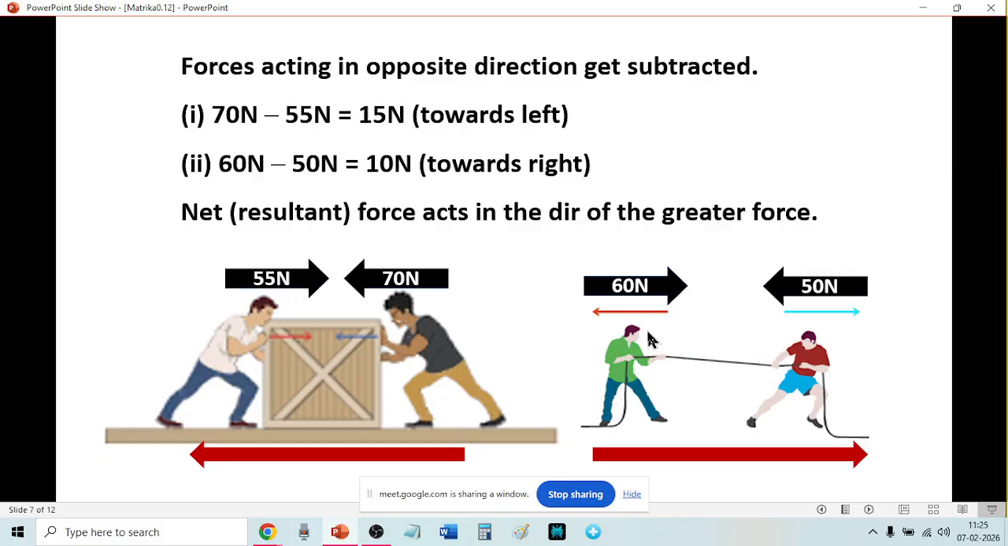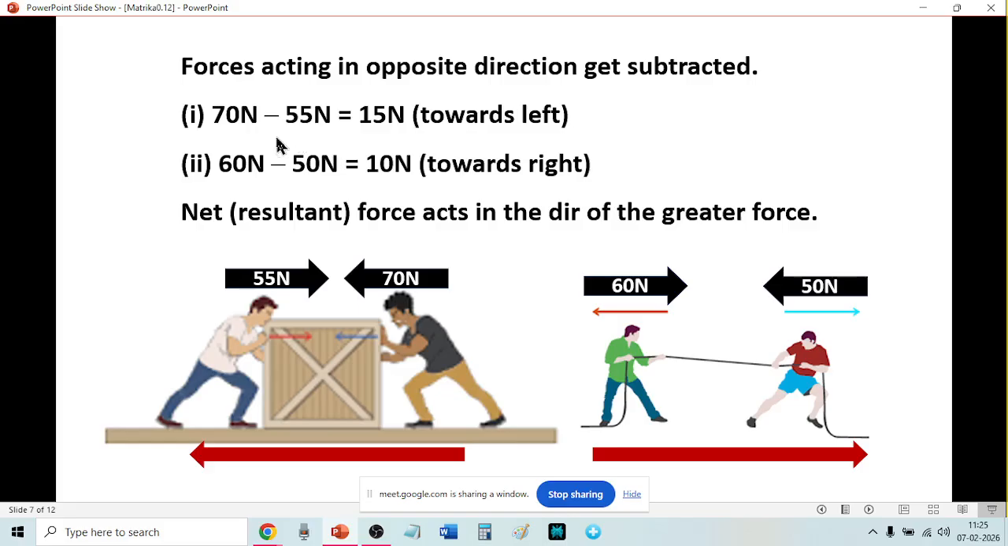Similarly, in this case, both are pulling in opposite direction. So 60 minus 50 equals 10 newtons towards the right, towards the bigger one. So when forces are in opposite direction, they get subtracted. Forces in the same direction, you add them. Forces in the opposite direction, subtract.